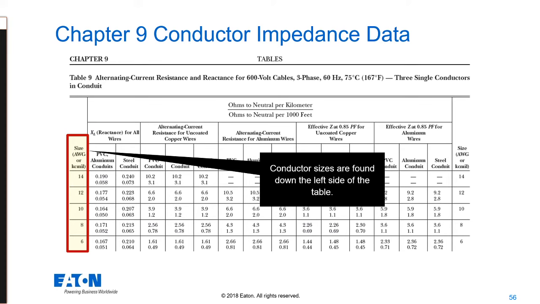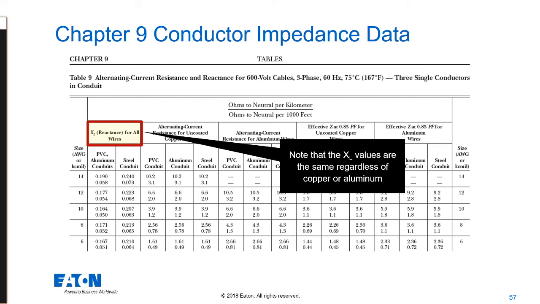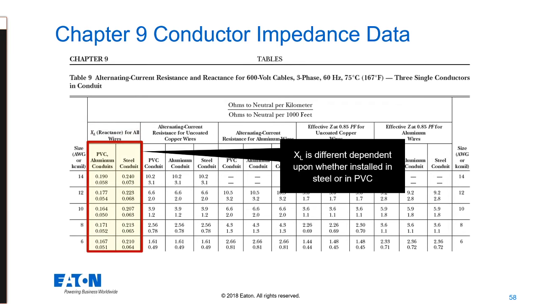Down the left-hand side of this table is the size of the conductor. In the body, you'll notice that you have X sub L, which is the reactance. The reactance is the y-axis of that power triangle, so that's up the side. These are the values whether you're in PVC, aluminum conduit, or steel conduit. You'll have two different numbers, so you have to know where your conductors are being routed, whether in steel conduit or PVC, and remember to use the right number.